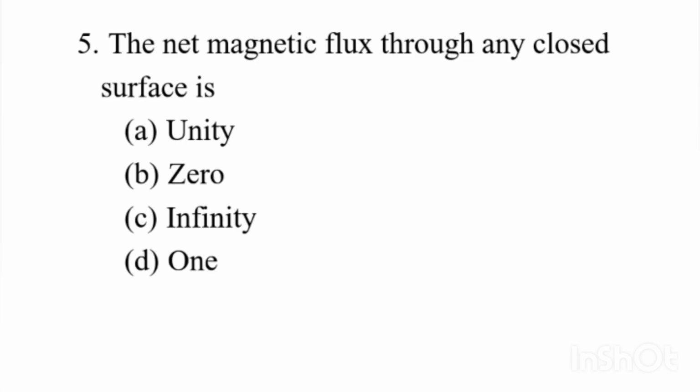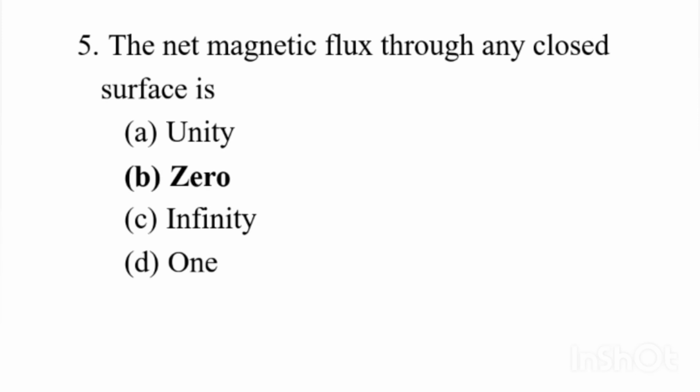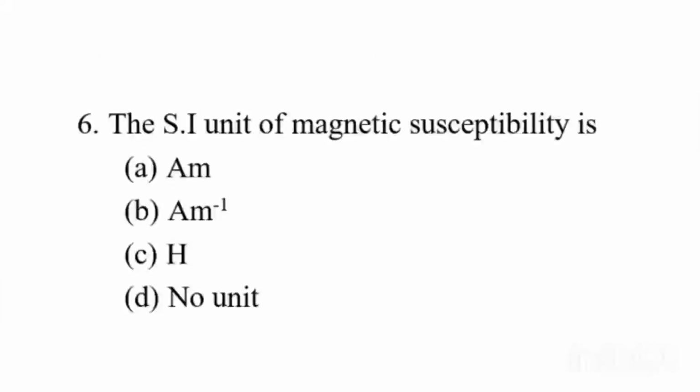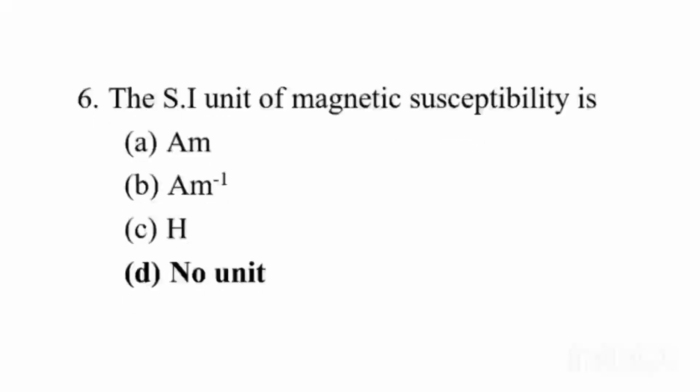Question number 5. The net magnetic flux through any closed surface is option A, unity, option B, 0, option C, infinity, option D, 1. Here the correct answer is option B, 0. Question number 6. The SI unit of magnetic susceptibility is option A, ampere meter, option B, ampere per meter, option C, Henry, option D, no unit. Here the correct answer is option D, no unit.